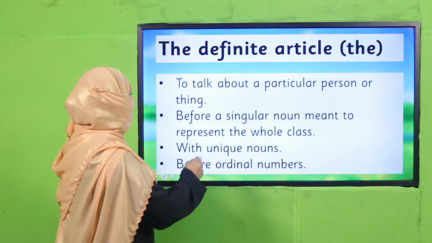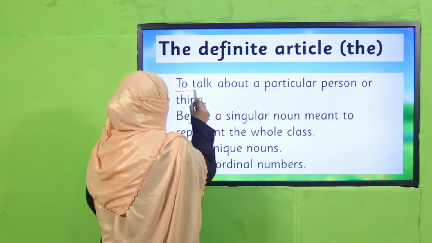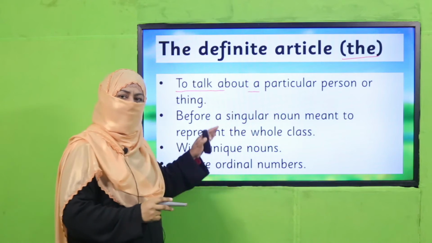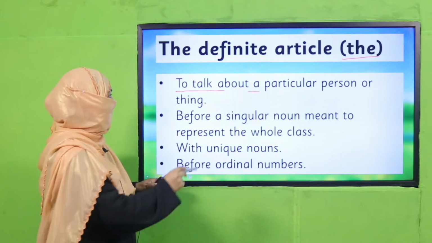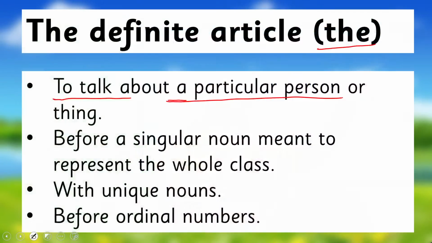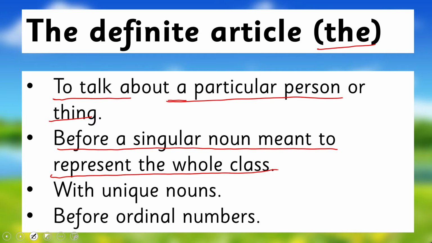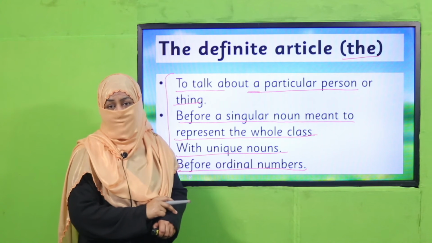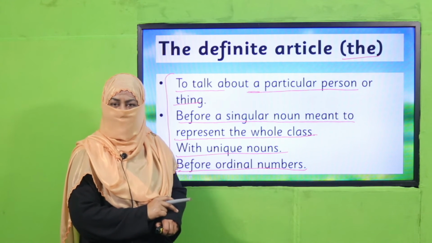Okay. And to talk about what we have learned, there are many uses of using "the", but these four which we have learned today are: to talk about a particular person or thing, before a singular noun meant to represent the whole class, with unique nouns, and before ordinal numbers. These are four particular rules about using the definite article "the", which we have learned today, right?